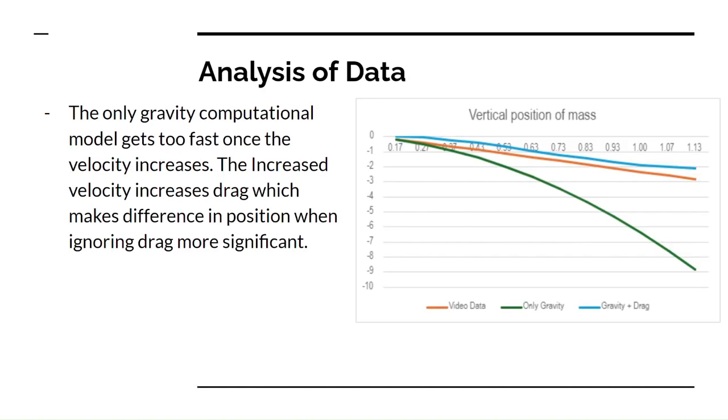All right, so analysis of data. So we got these three lines. The green is our only gravity. As we can see, it got a greater and greater position difference at the end as the acceleration continued and it did not reach terminal velocity. The other line is our gravity plus drag, and it's much closer to our video data.